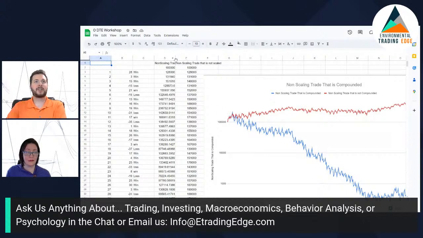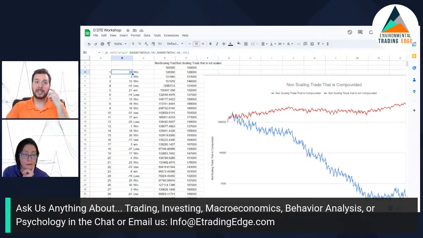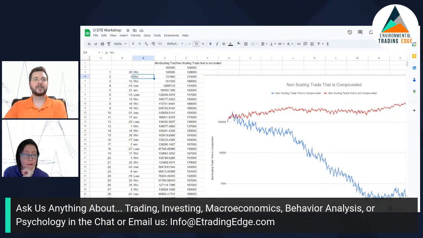This is the way that things work, and it's not intuitive. What I've done here is I've basically made some random brackets, and I've created a cycle of trades with, I think, 4 wins and 2 losses, repeating. Anyways, I believe it's 4 wins, 2 losses.